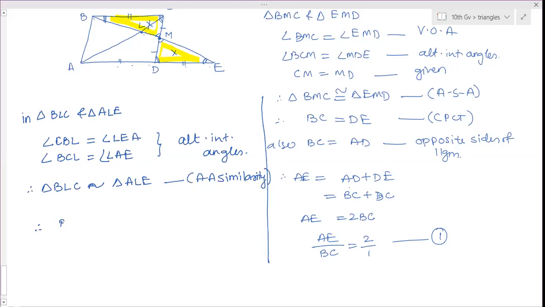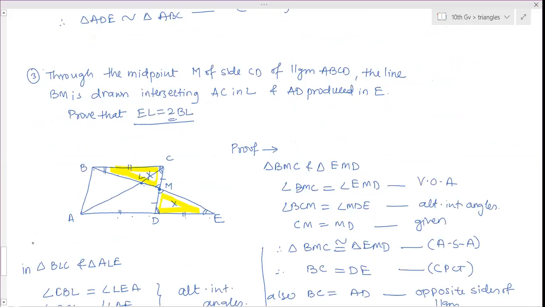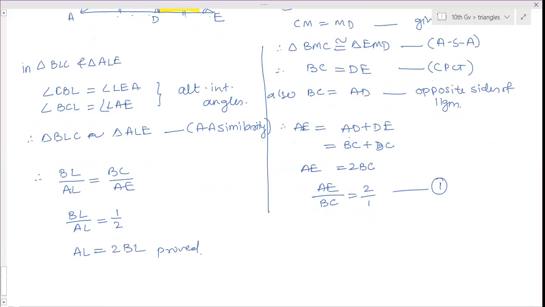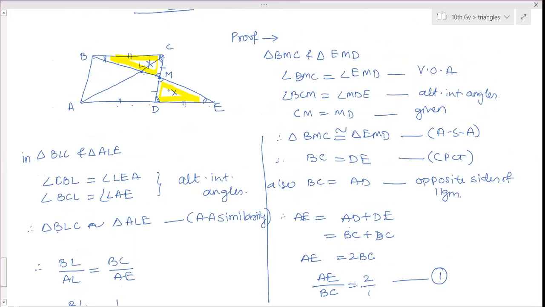And then you can take the ratios. BL by AL is equal to BC by AE. AE by BC is 2:1. So BC by AE will be 1 by 2. Then cross multiply. AL is equal to 2 BL. Proved. Sorry, here, not AL, EL. Sorry, I have written wrong similarity.